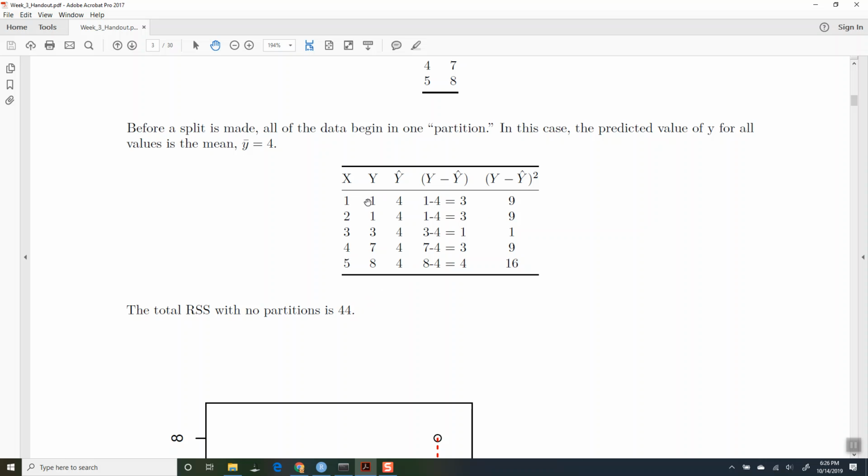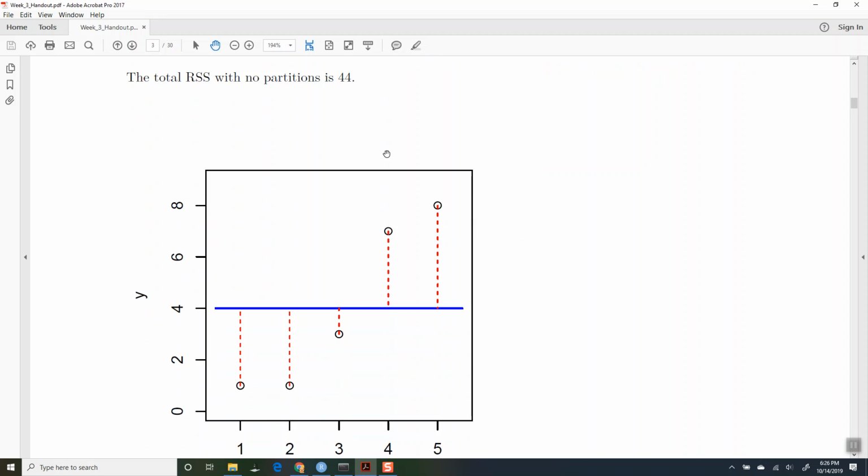So we say the actual value is 1, the predicted value is 4, that gives me a residual of 3, I guess technically negative 3, and I square it and I get 9, okay? And I do that: negative 3 squared is 9, negative 1 squared is 1, 3 squared is 9, 4 squared is 16. I add all of these up, and the RSS is 44.